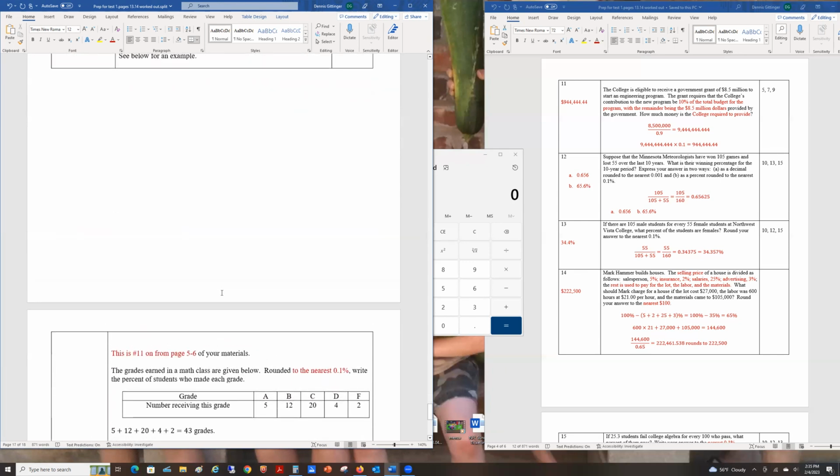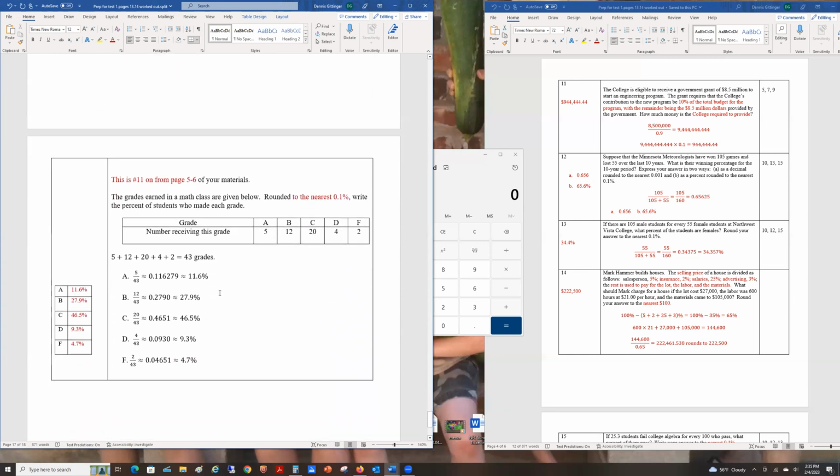This is not on page 13 or 14. This is on page 5 and 6. In this case, you've got 5, 17, 37, 43 students. So now you're going to divide by 43, which it's not going to come out even. It's going to have to be rounded off. Again, rounded to the nearest 0.1%.